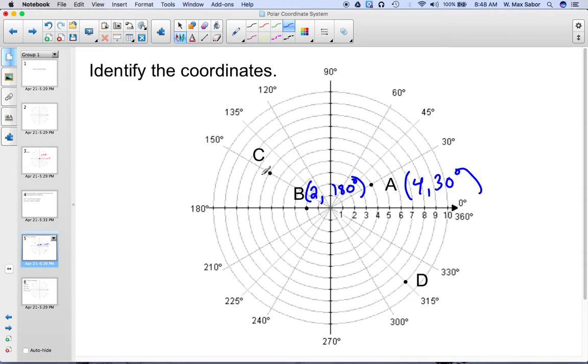because it's 2 away from the pole and a 180 degree rotation. C, let's see, this is at 6. So 6 is the magnitude, and then the angle is 150 degrees. Lastly, D is 9 as the radius or the magnitude, and the angle is 315 degrees. I described all of these in terms of positive r and positive angles, but I could have described them in terms of negative r or negative angles in some cases.